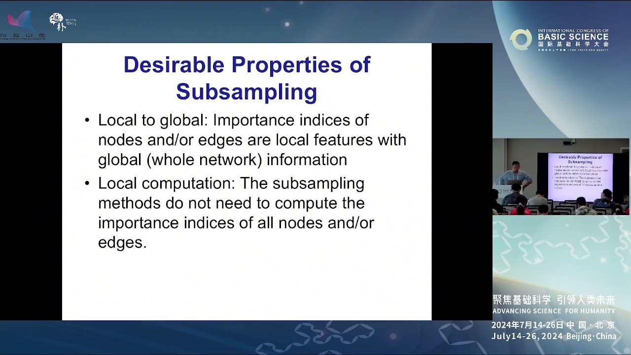What we want to do is the following. For the subnetwork we get, we want this so-called local to global property: important indices of the nodes or edges are local features, but carry certain global information, so that even though we can only access this small network, we can still tell some global picture. The second is that we want local computation. When we do any computation, we do not need to trigger the whole original large network. The subsampling method does not need to compute the importance index of all nodes and all edges.